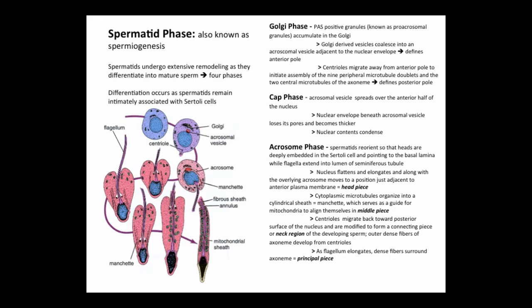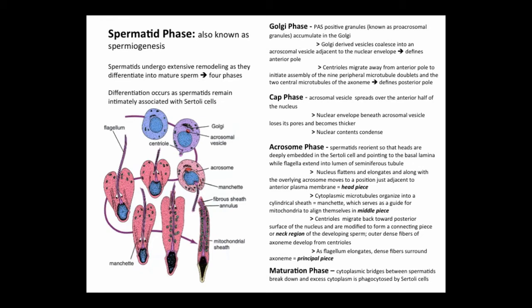The cytoplasmic microtubules organize into a cylindrical sheath called the manchette, which serves as a guide for mitochondria to align themselves along the future middle piece of the sperm. The centrioles migrate back towards the posterior surface of the nucleus and are modified to form a connecting piece or neck region of the developing sperm. Outer dense fibers of the axoneme develop from the centrioles. As the flagellum elongates, dense fibers surround the axoneme as the principal piece.